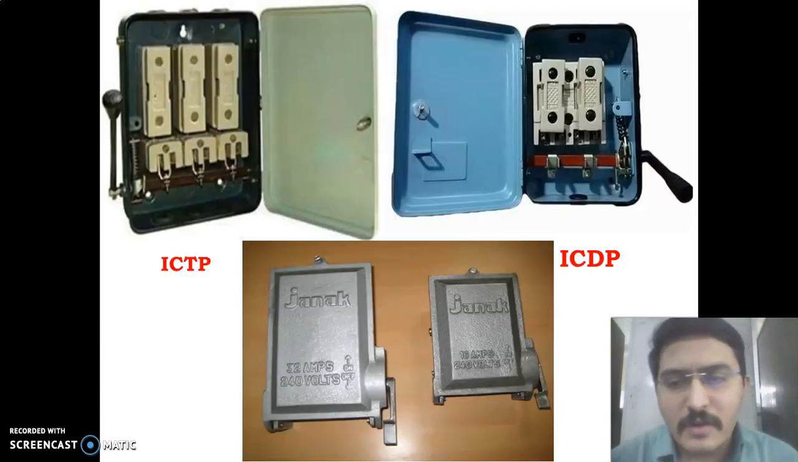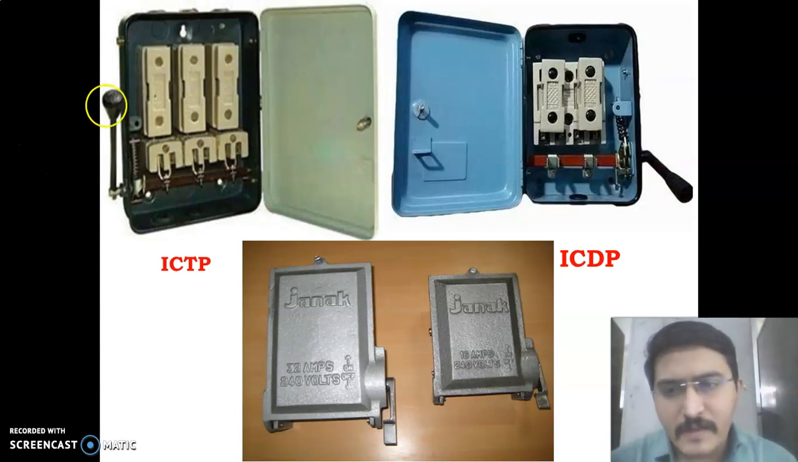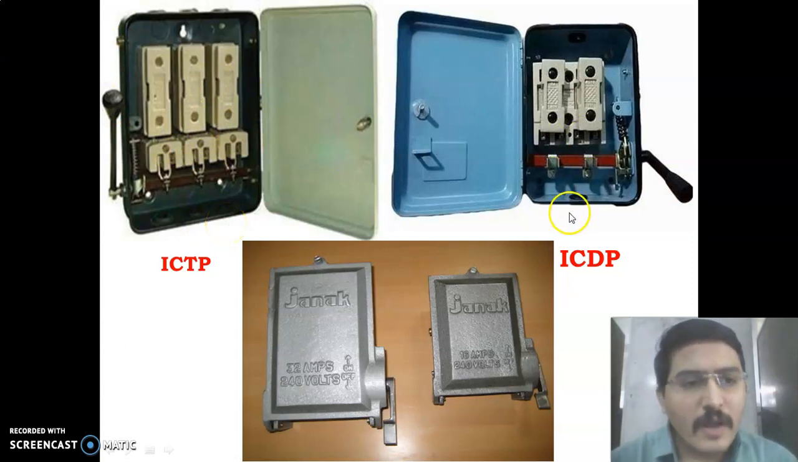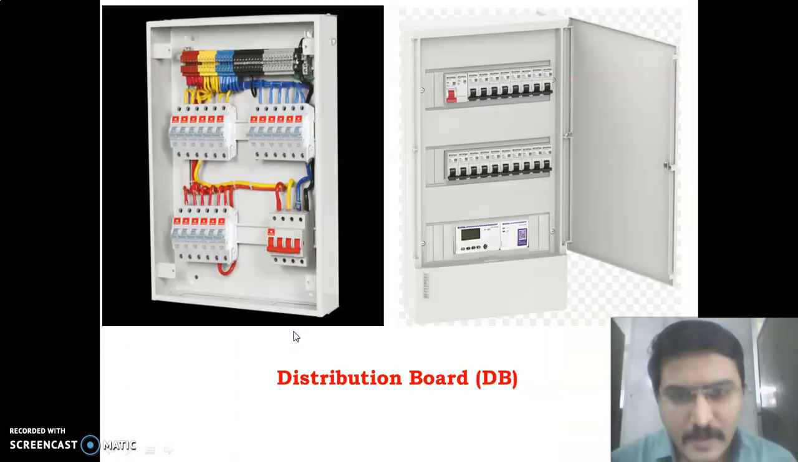So this is the picture of ICDP and ICTP. Basically, this ICTP is used for the three-phase connection, and ICDP is used for the single phase supply, which consists of one hanger or switch. In these connections, the fuse is to be provided inside of this ICDP box. So this is the pictorial view of this ICDP and ICTP.